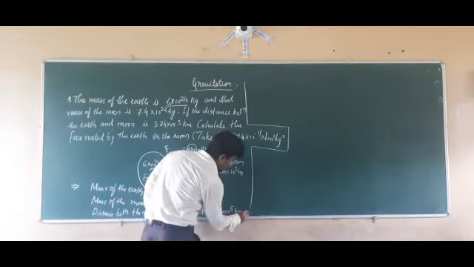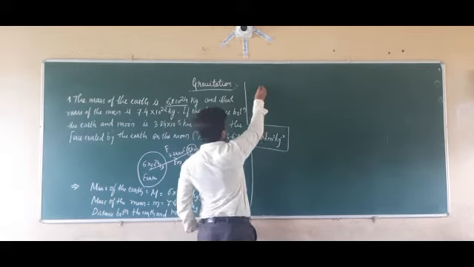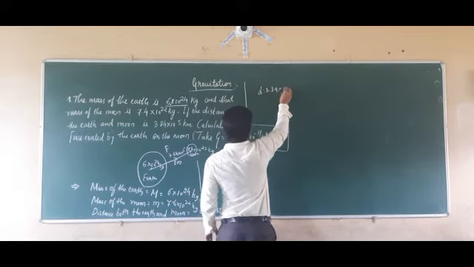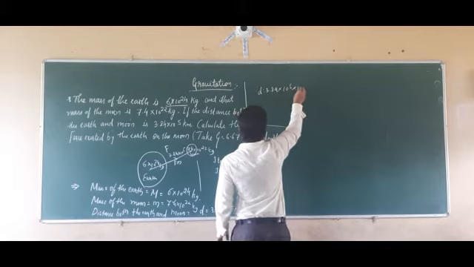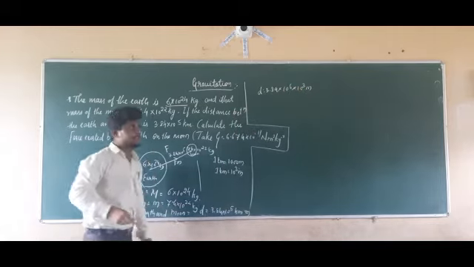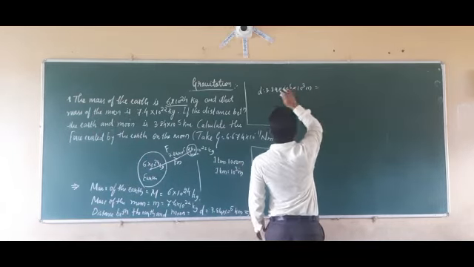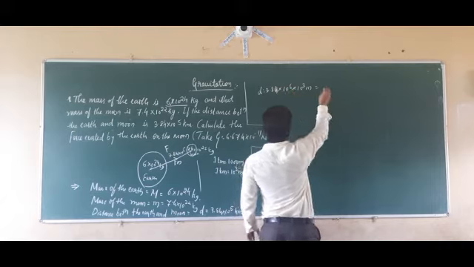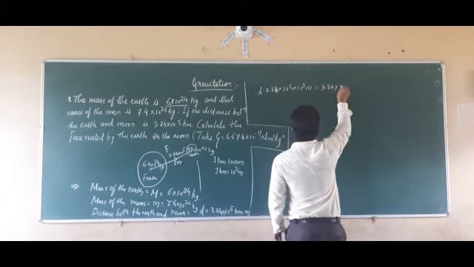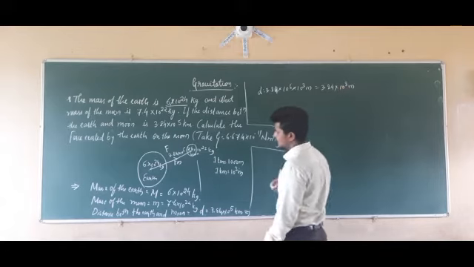So then I am going to write d equal to 3.84 into 10 raised to 5 into 10 raised to 3 meters, which is equal to 3.84 into 10 raised to 8 meters.